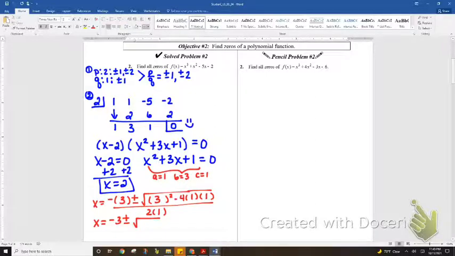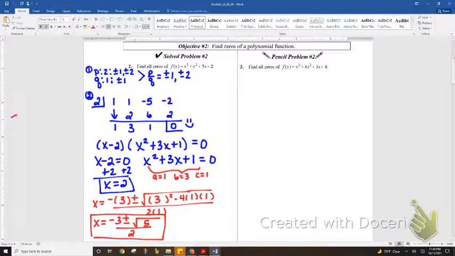So 9 minus 4, so that's a 5 all over 2. Alright, and let's see, 5 is prime, so we can't simplify our radical. The 3 numbers outside the radical are not divisible by anything other than 1. So here are our other 2 zeros.